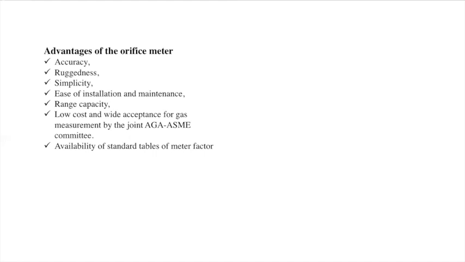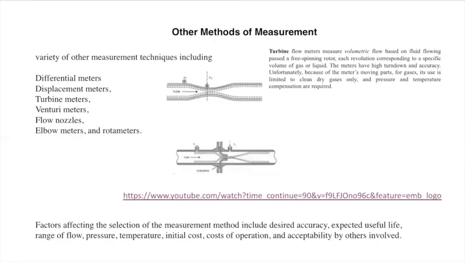So these are the different advantages of orifice meter which allow us to use it in a wide range of applications. Now there are other methods also. As discussed, orifice meter is a kind of differential flow meter, and their application is wide. Now there are other flow measurement techniques also, such as positive displacement meter, turbine meter, venturi meter, flow nozzles, elbow meters, and rotameters.